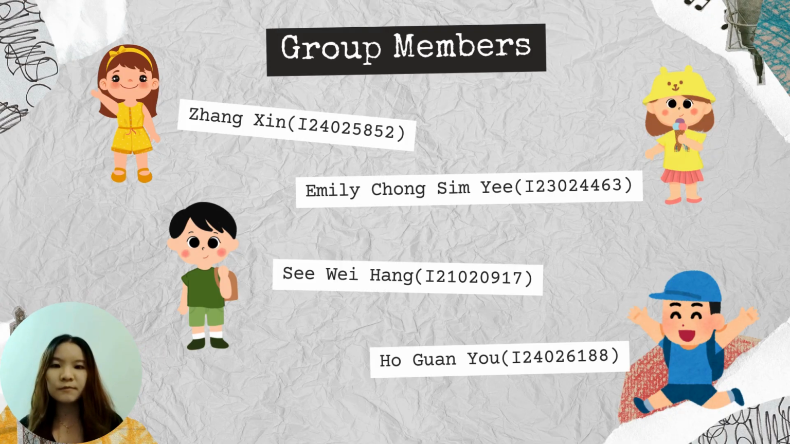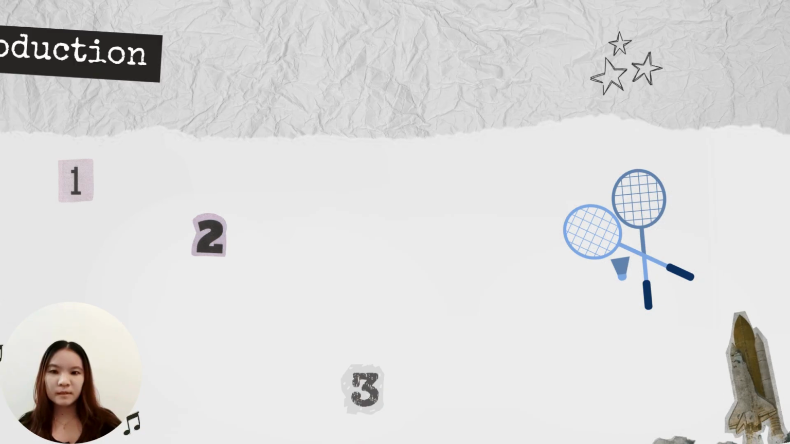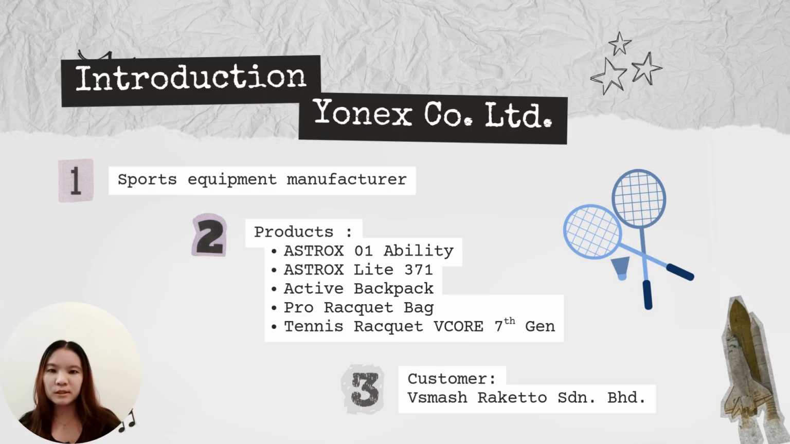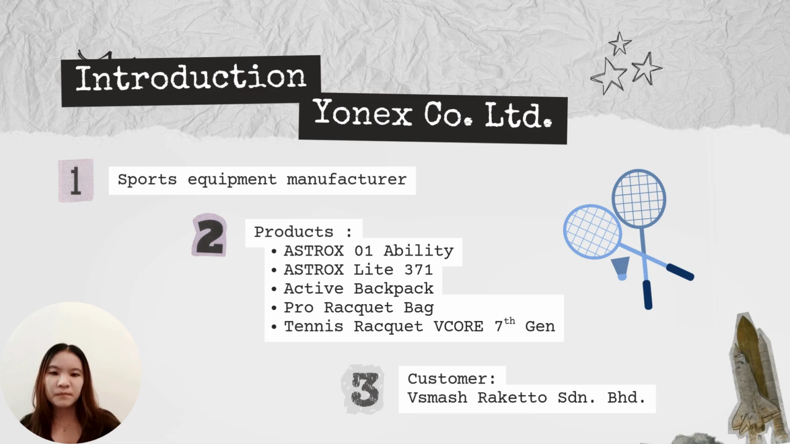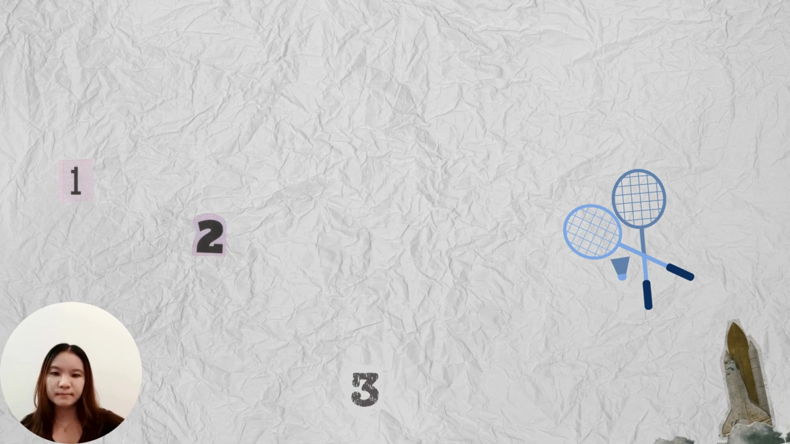Our group consists of 4 members: Zhang Xing, Emily Chong, Si Wei Hang, and Ho Guan Yu. The company that our group has chosen is Yonex, a sports equipment manufacturer. The products that we have chosen are Xtrox 01 Ability, Xtrox Lite 371, Active Backpack, Pro Racket Bag, and Tennis Racket V-Core 7th generation. And the customer that we have chosen is Smash Rocketo Sendirian Berhad.